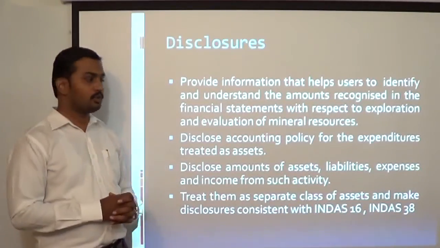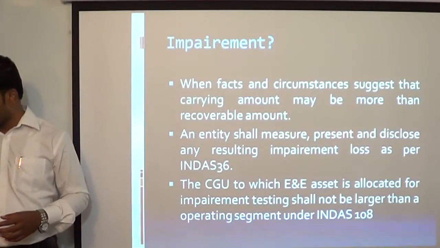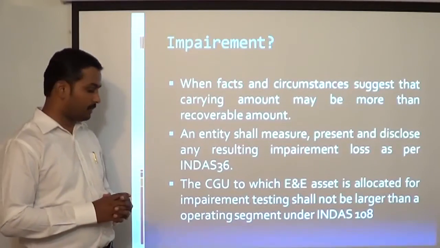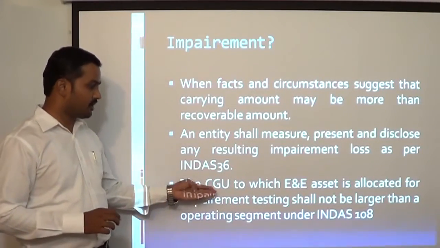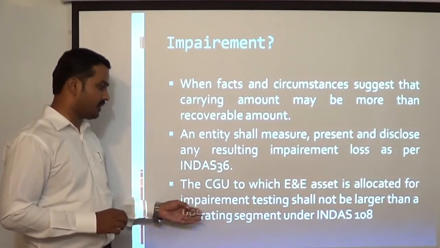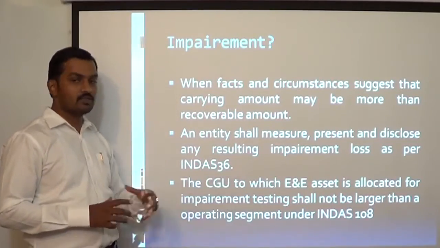Now let us see the disclosures. Before we go to disclosures, there is one very important point which you have to discuss. When you are checking for impairment, the standard specifically talks about a particular issue. The cash generating unit to which exploration and evaluation asset is allocated for impairment testing shall not be larger than an operating segment under Ind AS 108.